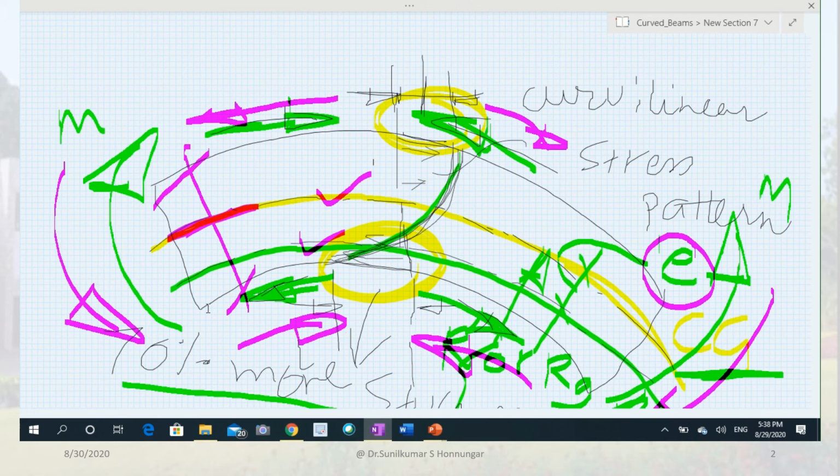The second column gives precise formulae for e, that is eccentricity, and an approximate formula for Ki, that is the stress concentration factor at the inner fiber. Stress concentration factor for academics we are not considering, because hardly some 5 to 10% variation will come, even though you take it, it is more tedious. So in that context we leave that.